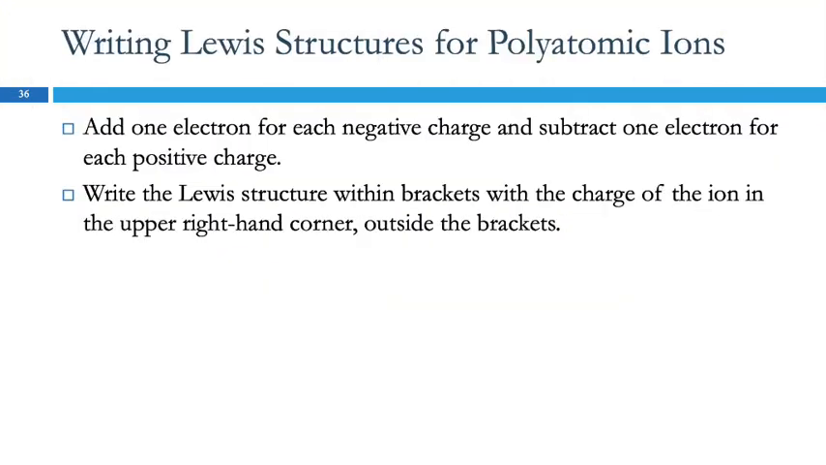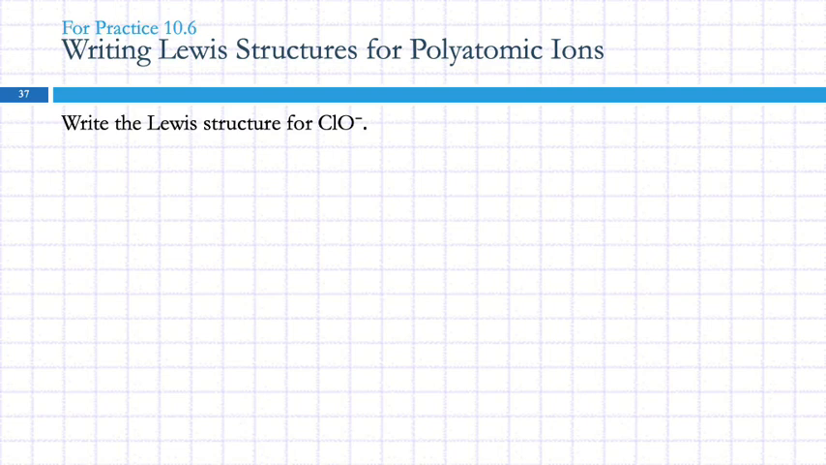We can also draw Lewis structures for polyatomic ions. The difference here is that we need to adjust the number of valence electrons, because if we have a negative charge on the ion, that means it's got some extra electrons. So we just add those in. And then we're going to put brackets around the Lewis structure and put the charge on the outside so it doesn't get tangled up with the dots. So let's do ClO minus. So that's chlorine and oxygen.